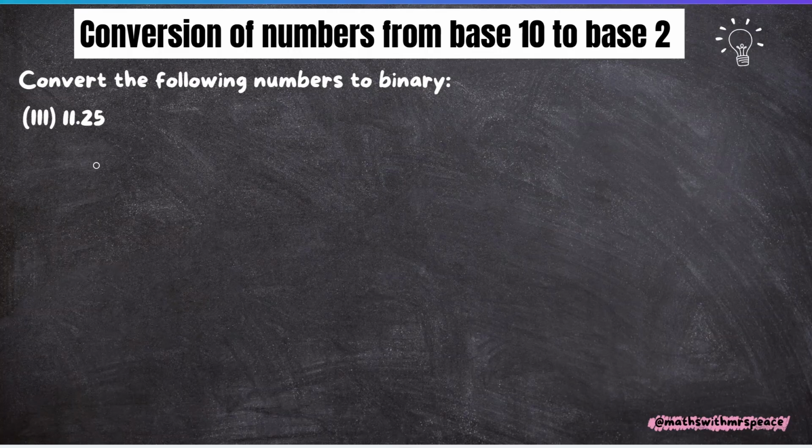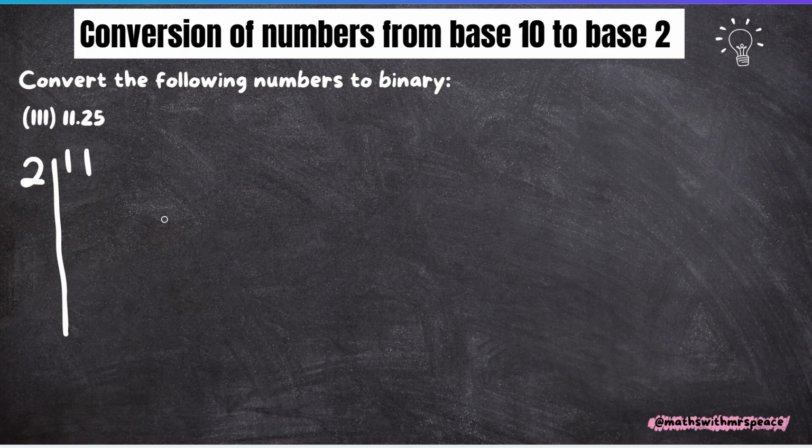The whole number part is 11 and the fractional part is 0.25. So we're going to handle both of them differently and then we'll combine our answers. For the whole number part, we're going to handle it the same way we did in the previous two examples. We'll perform repeated division of 11 and then store our answers as well as our remainders.